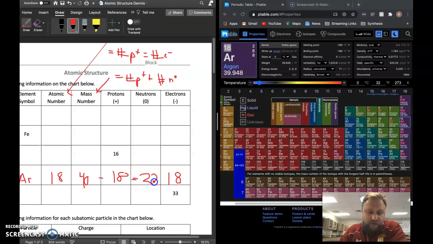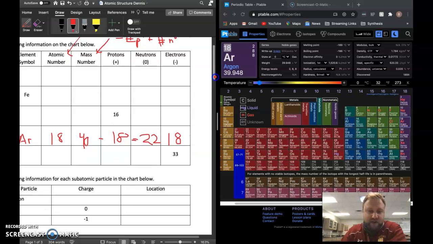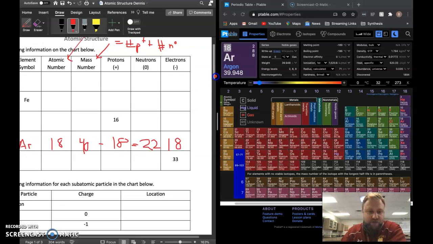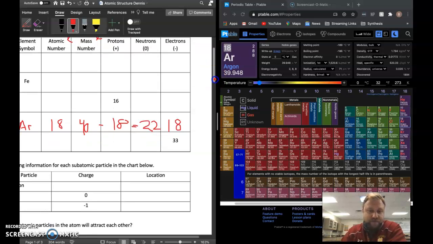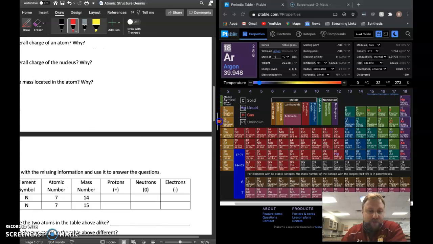22. And sorry, it doesn't look that great. At least I'm using a mouse and not the trackpad. It might be a little more difficult to draw in. But yeah, 40 minus 18, we get 22. So that should be pretty easy.